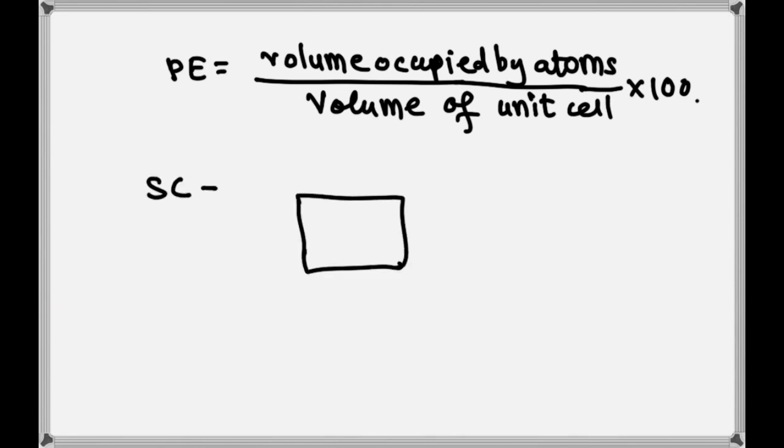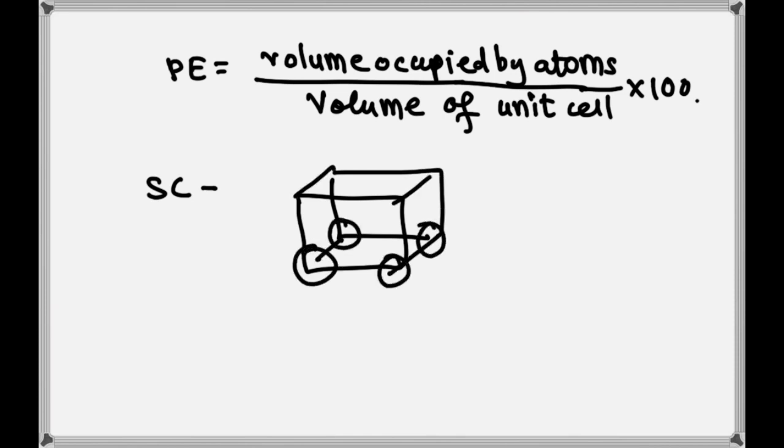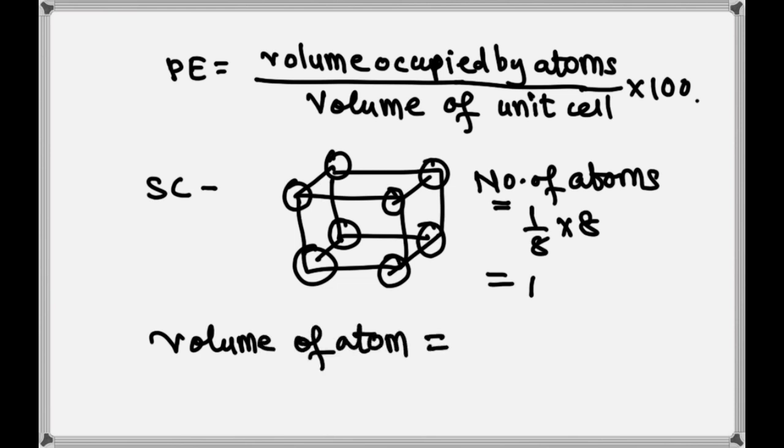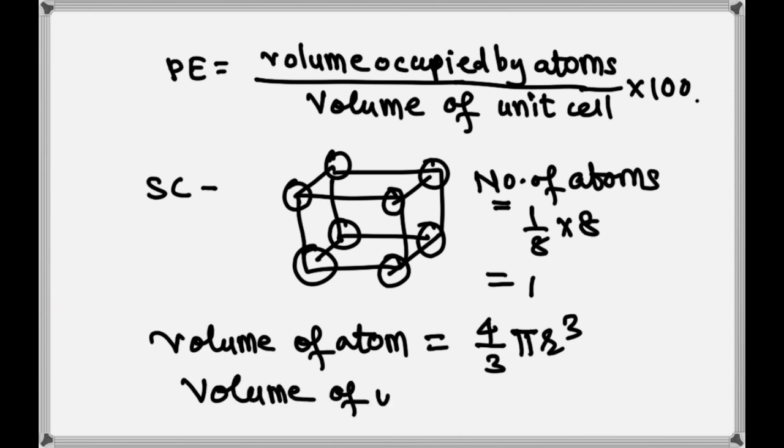Now let us discuss simple cubic unit cell. We know it has 8 atoms at 8 corners. That means the number of atoms in this case is 1/8 multiplied by 8, which is equal to 1. So in case of simple cubic, just 1 atom is present. And the volume of that atom, considering the atom as a sphere, is given by the equation 4/3 pi r cube.